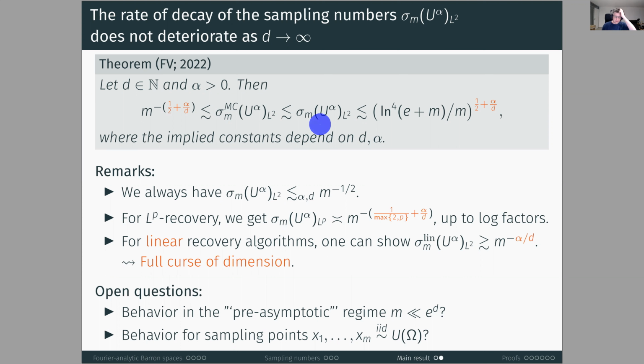Whereas for applications, for example, in machine learning or statistics, it's more natural to assume that the sampling points are given to you, maybe by sampling them randomly from the domain. And I don't know what happens in this case. So if the sampling points are chosen randomly and not in a clever way, as I will present in the proof, then I don't know how these sampling numbers behave or how well the error decays. And I think this is also a very interesting question.